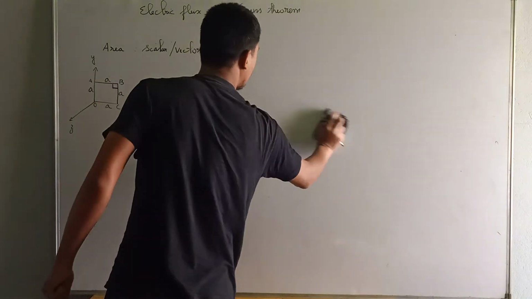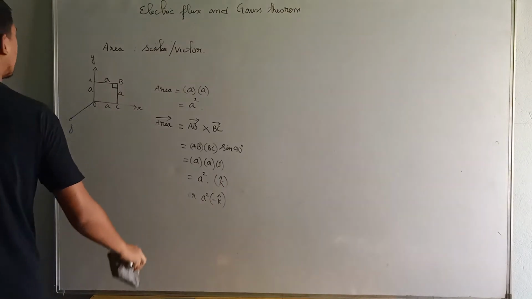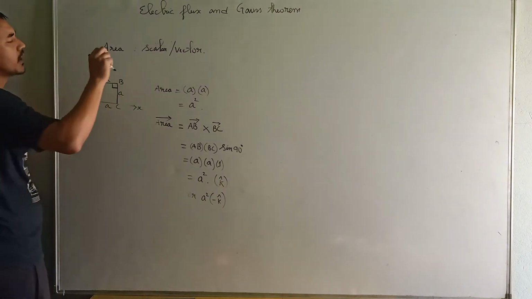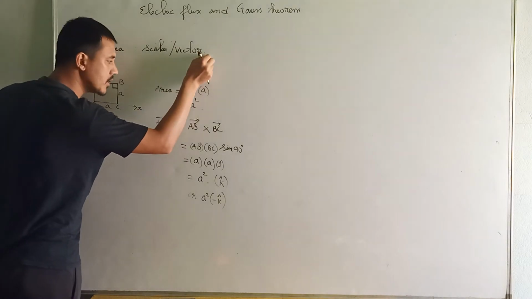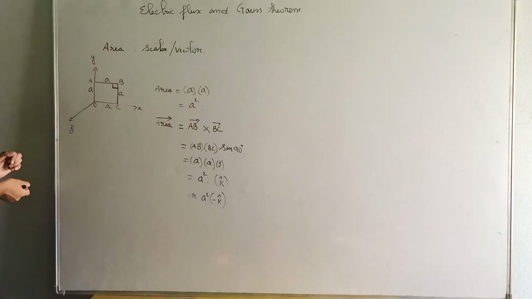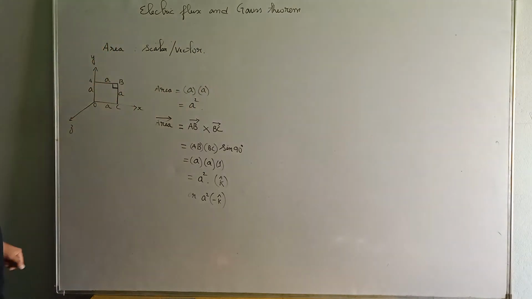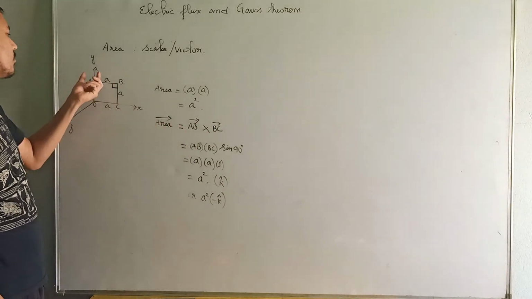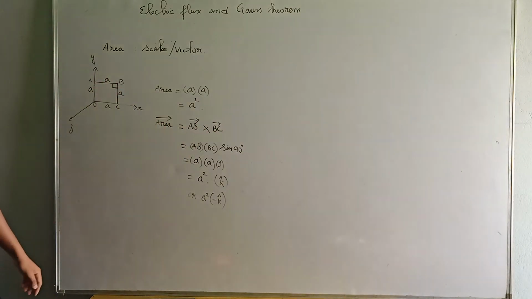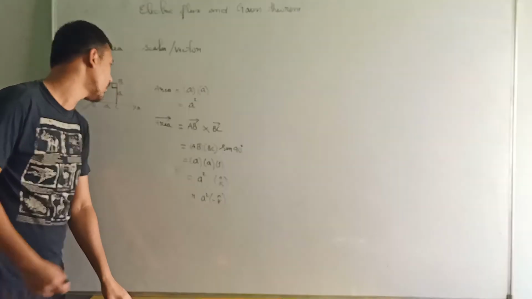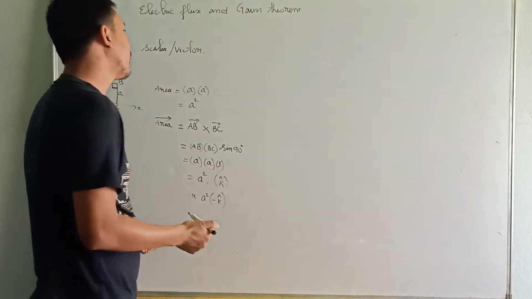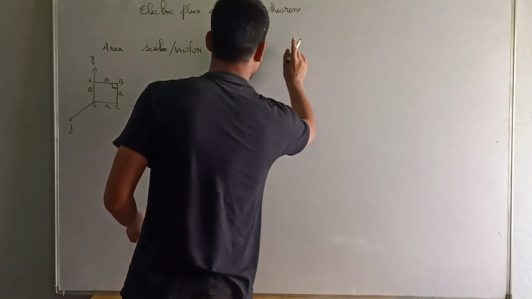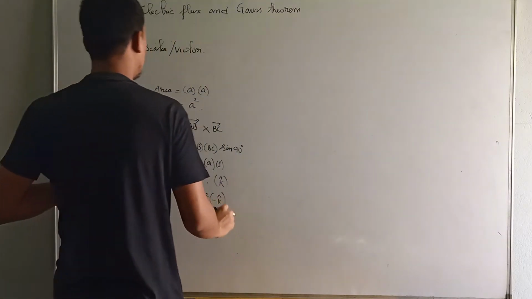I can give you some other examples. You should always remember, area is not only a scalar quantity, but area is a vector quantity. The area vector is obtained by the cross product of two adjacent sides of a square or a rectangle. But what is it in the case of a circle then?